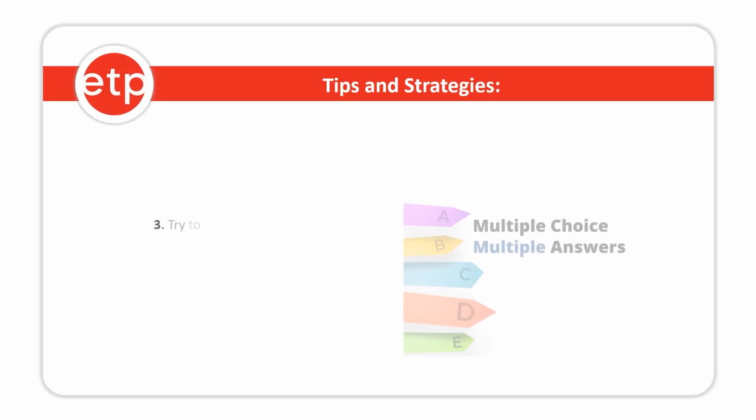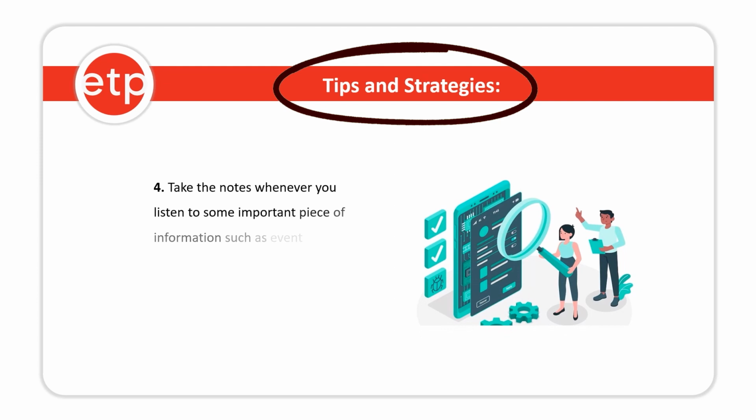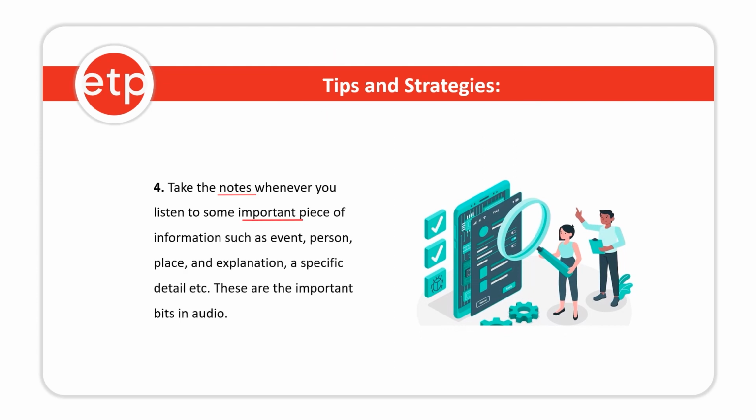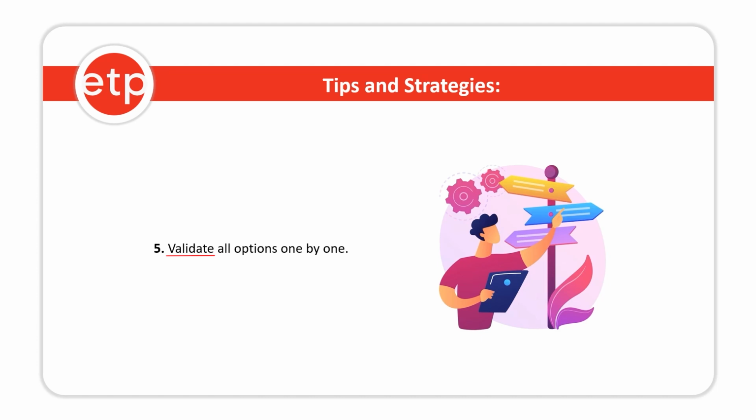The next important point is to try to catch the option while listening. So you have to keep an eye on all the options while listening to the audio. For that, you have to be very attentive and focused. Another important strategy is to take notes whenever you listen to some important piece of information. It can be an event, a person, a place, or an explanation. This will help you to know about the important bits of information in the audio. Another strategy is to validate all the options one by one. So for that, you have to listen to the audio very carefully. Also, be careful and support your answers accordingly.